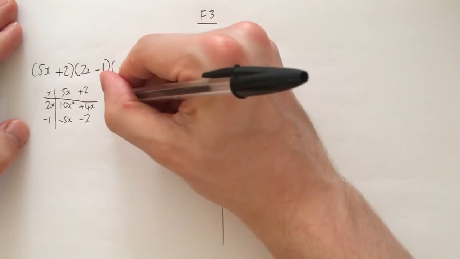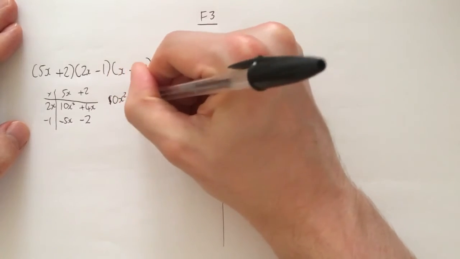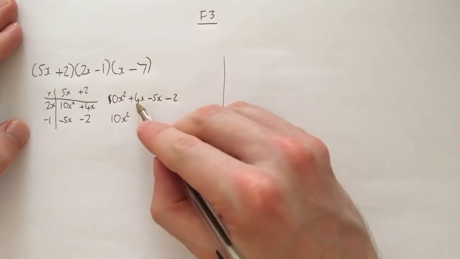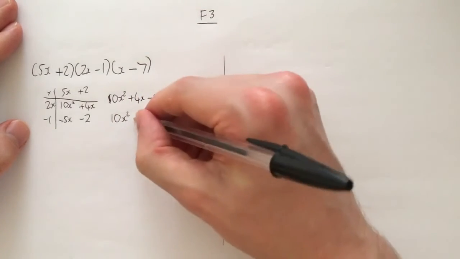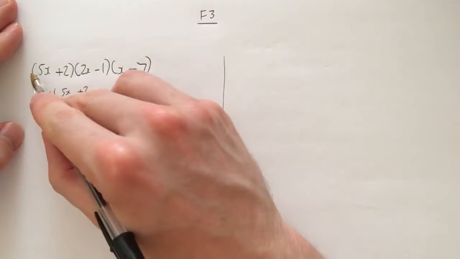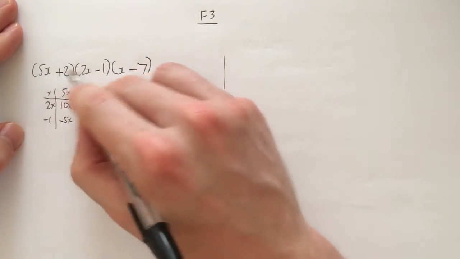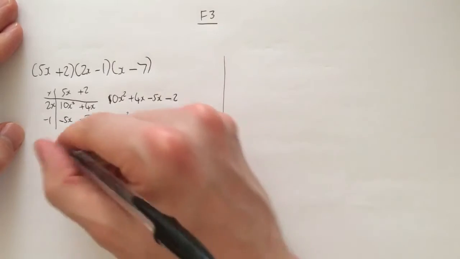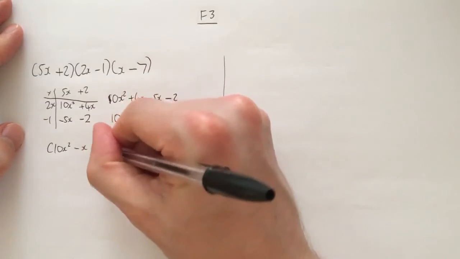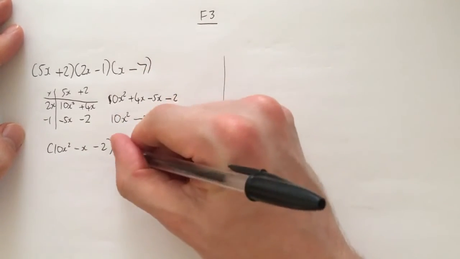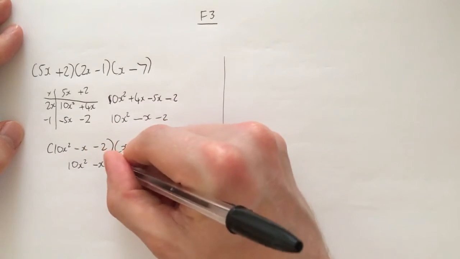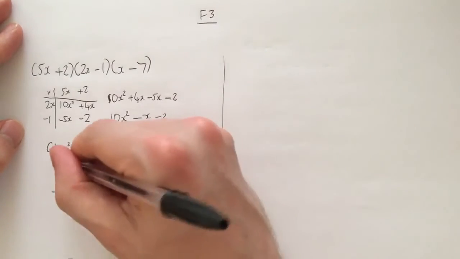I then want to simplify it, so I'm going to rewrite it. 10x squared plus 4x minus 5x minus 2. Right, 10x squared we're keeping. Positive 4x take away 5x is going to be negative x. You're left with the minus 2 there. I now know that those two expanded brackets, so therefore we're going to put this back in its own bracket. 10x squared minus x minus 2, close bracket, left me with a third bracket, x minus 7.